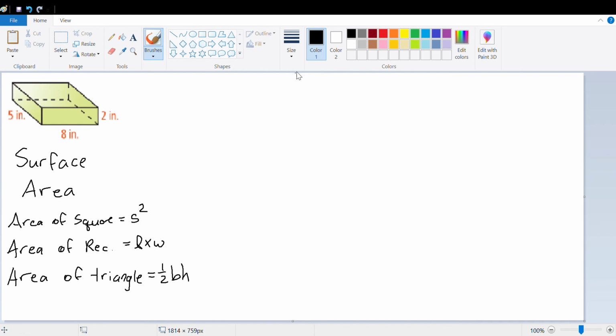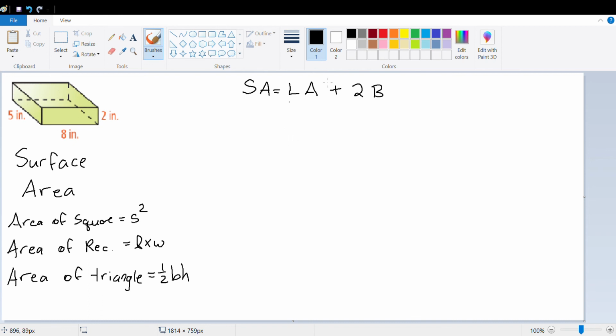Now, when we're trying to find surface area, the basic formula that we're going to solve is lateral area plus 2 times the base area.